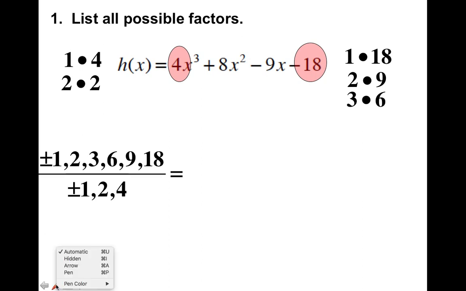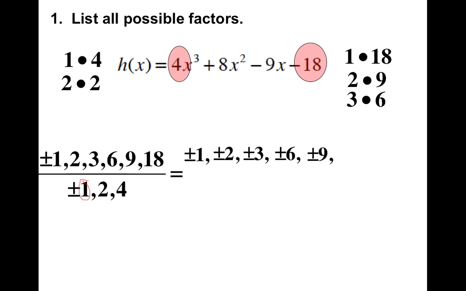So now we start to divide. Starting to divide by 1 to all the numbers on the top. 1 divided by 1 is 1. 2 divided by 1 is 2. 3 divided by 1 is 3. We have 6, 9, and 18.